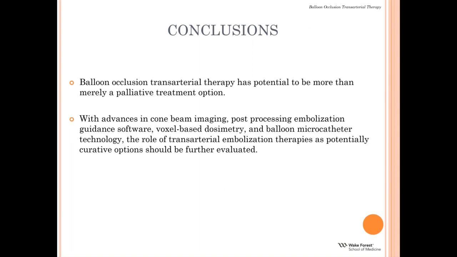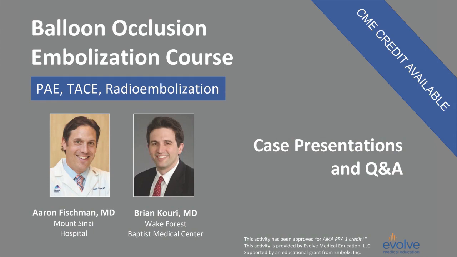Okay, so what I've basically tried to illustrate with these cases is that balloon occlusion transarterial therapy really, I think, offers us the potential now to use transarterial techniques as more than merely a palliative treatment option. I'm not saying this should replace resection or replace ablation, but it is something that's in our arsenal now that gives us more options. And I think when you combine all of this new technology that we have, cone beam imaging, post-processing embolization guided software, voxel-based dosimetry, and balloon microcatheter technology, I think we really can reevaluate what transarterial embolization therapies can do. I think there are more opportunities to use this with curative intent. So that's the end for me.